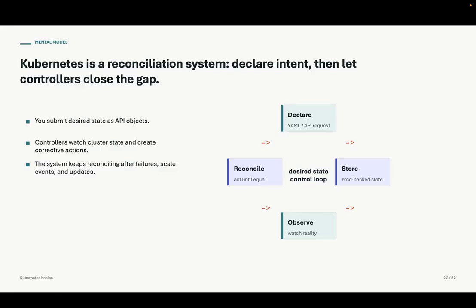A good way to think about it is that Kubernetes is less like a script that executes just once. It's more like a thermostat, where you set the desired temperature, and the system keeps adjusting until the reality matches the target.